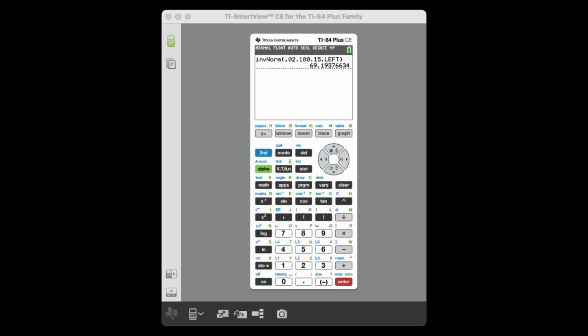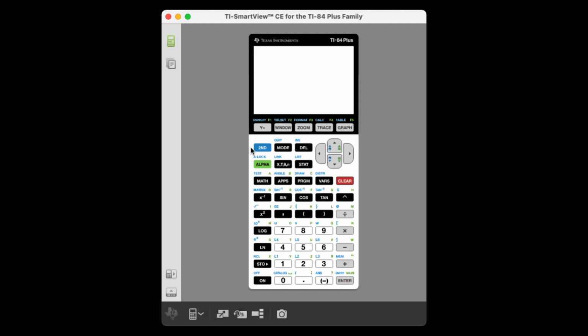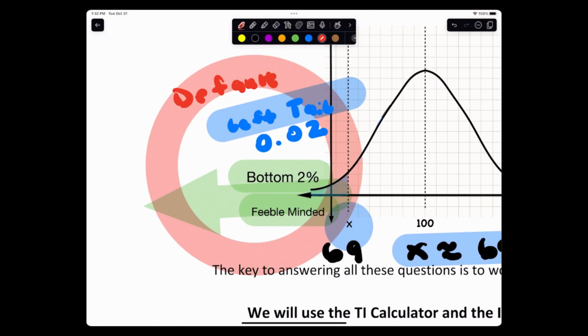So if I change the mode in my TI, I'm going to clear that out. Second distribution, inverse norm, 2%, mu is 100, standard deviation 15, paste that in. Ladies and gentlemen, you get that 69 again. And there you go.